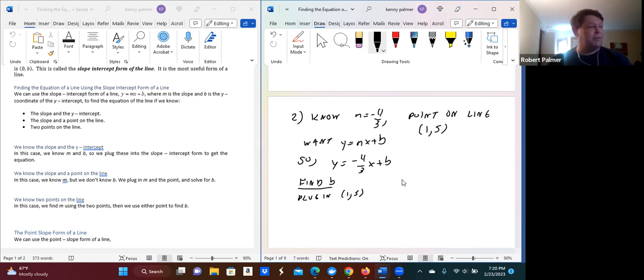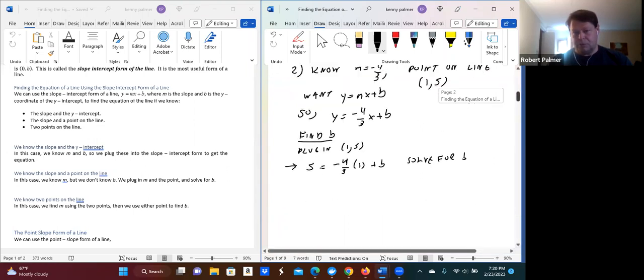Okay, and solve for b. So what I mean then is we look at this: y is equal to 5, and then we have -4/3 times x, which is 1, plus b. And then I want to solve for b. Okay, and so this gives me 5 is equal to -4/3 plus b.